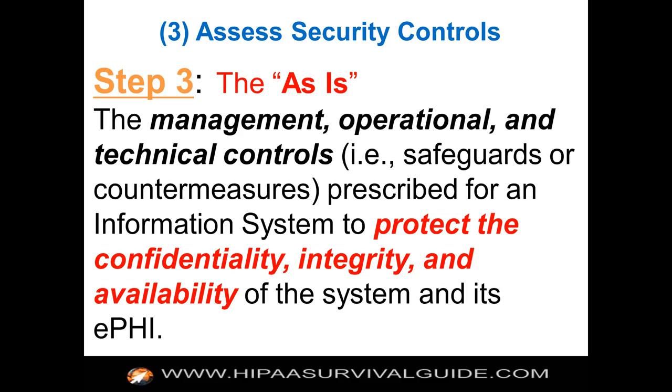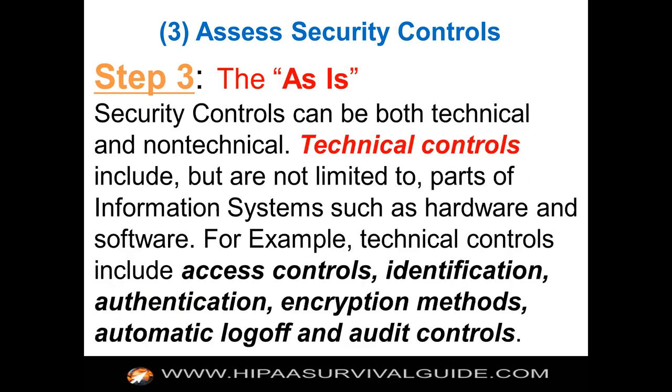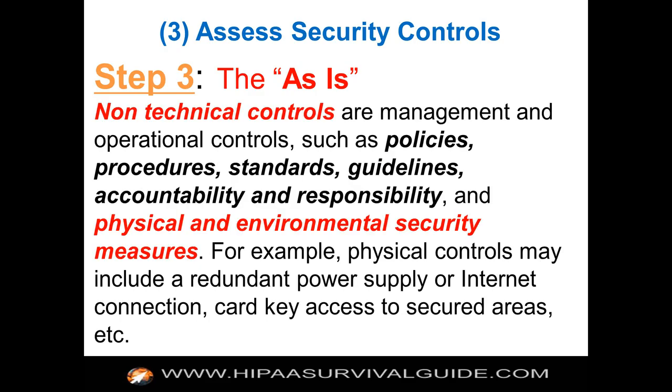These are the controls that you currently have in place. So you have technical controls, such as access controls, identification, authentication, maybe some encryption, automatic log off. You would list those technical controls as part of or associated with that asset, a particular application in this case. Then non-technical controls, right? These are management and operational controls such as policies, procedures, standards, guidelines. Document those. What do we have in place? What are we missing? What's the gap?